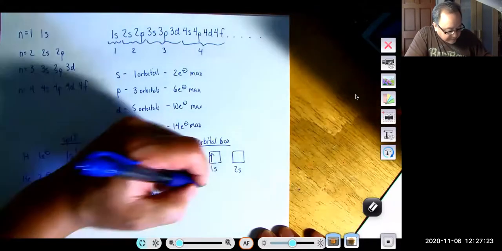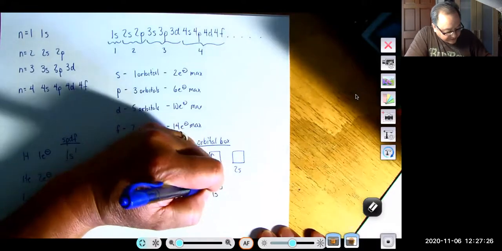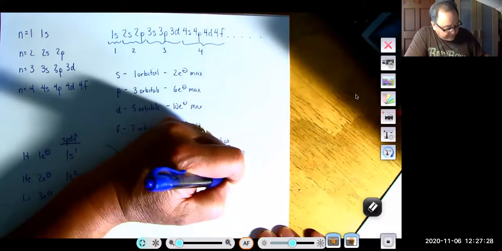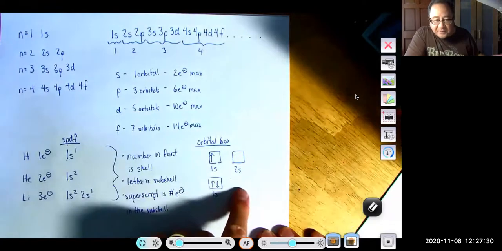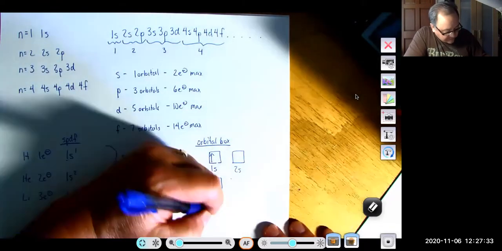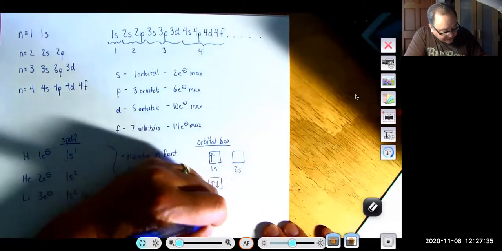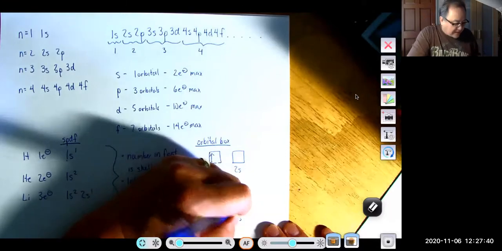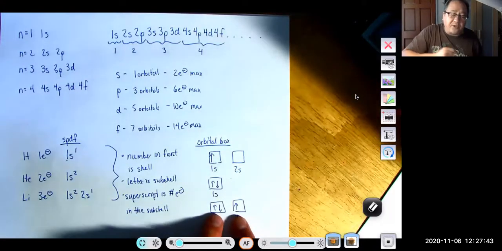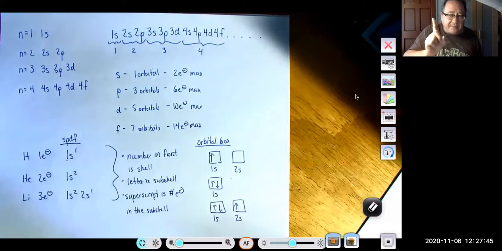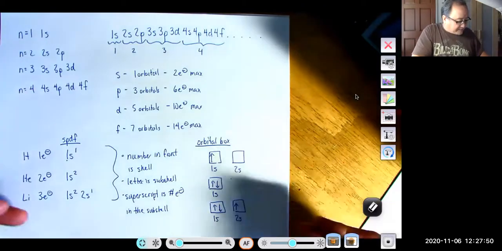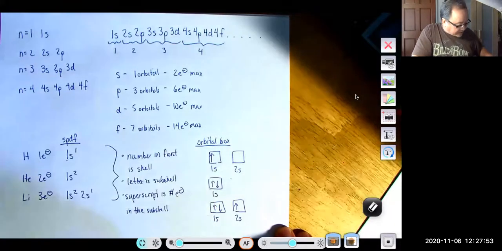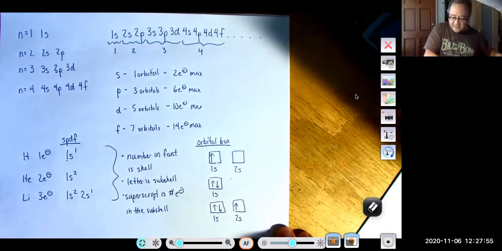Now for helium, it's going to look like this. And I'm not even going to draw the 2s because there's no electrons in it. For lithium, it looks like this. And by convention, we always put the first electron in, spin up, arrow pointing up. So that's the SPDF notation and the orbital box notation of the first 3 elements. What we're going to do from here on is we're going to do some more elements.